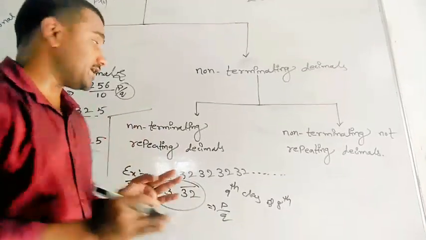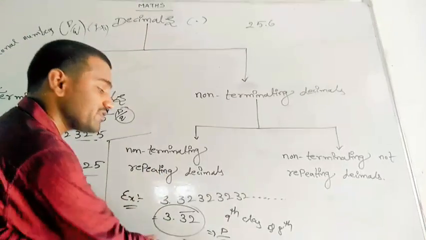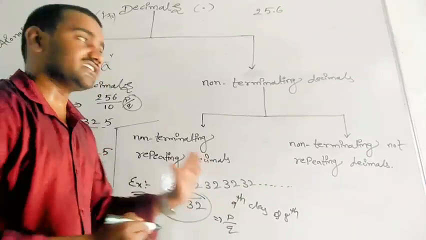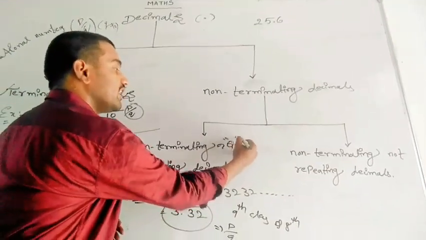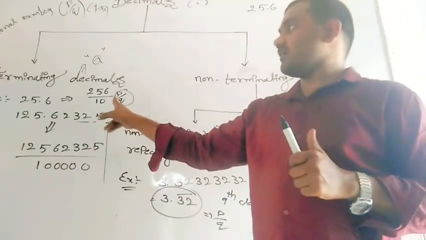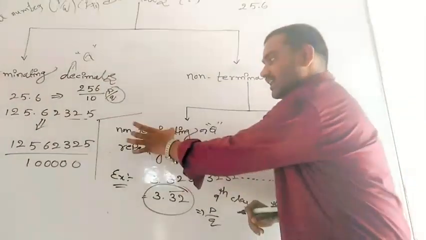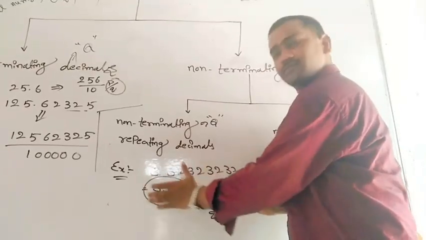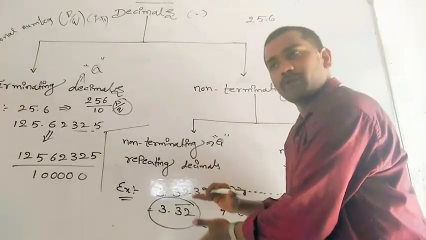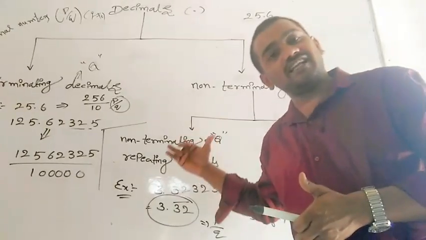So here we need to understand that non-terminating repeating decimal numbers can also be expressed in the form of p by q. Then these will be considered rational numbers. Once again, terminating decimal numbers can be expressed in the form of p by q, so they are rational numbers. Non-terminating repeating decimal numbers can also be expressed in the form of p by q, so these numbers are also rational numbers only.